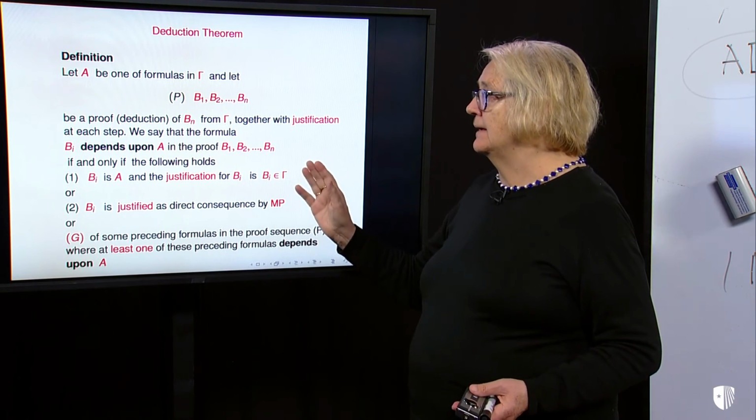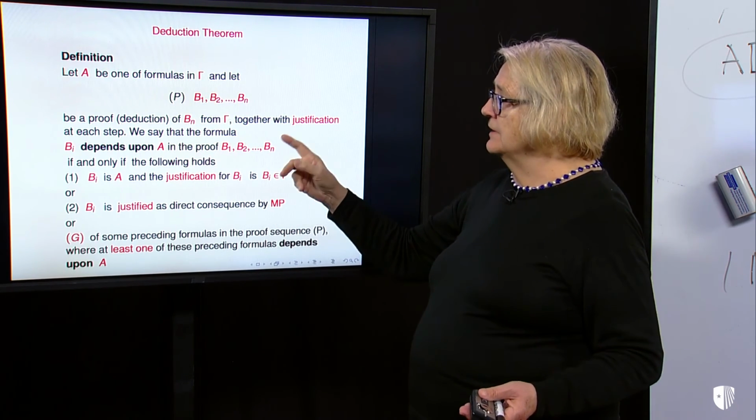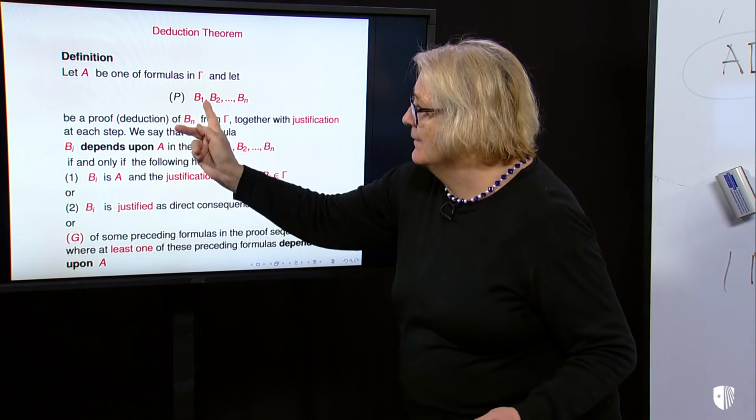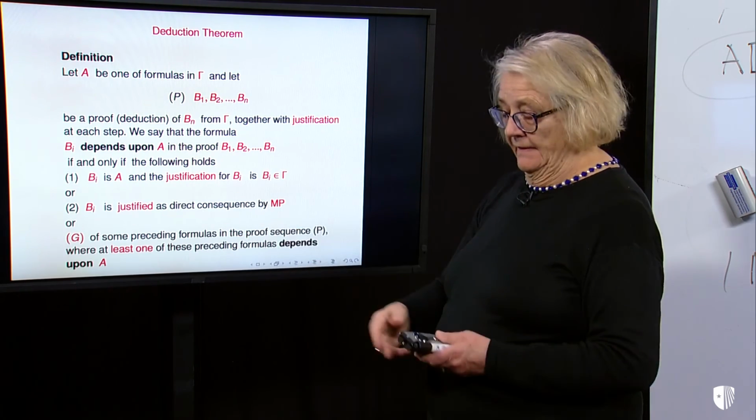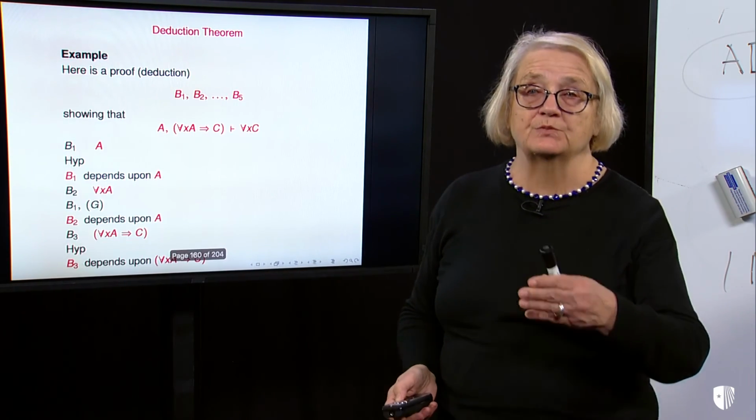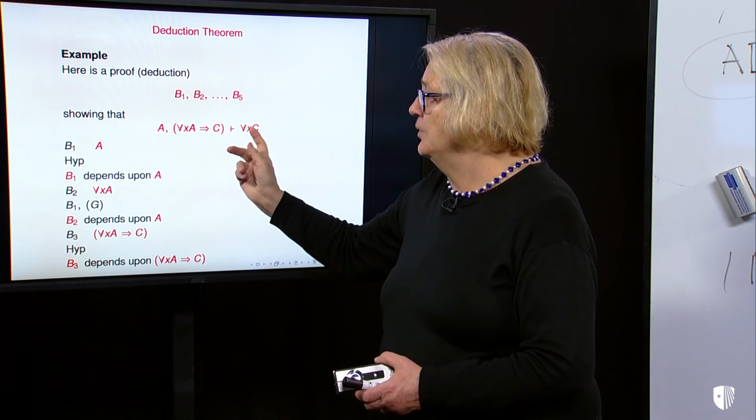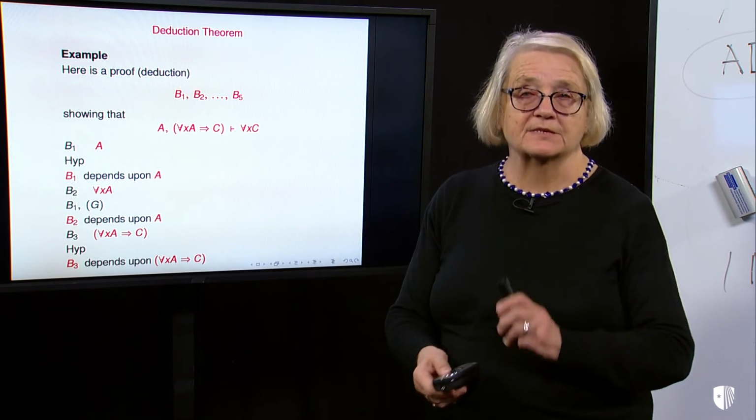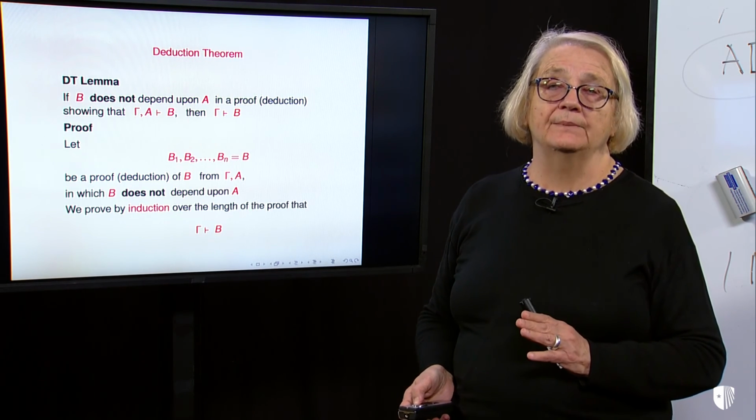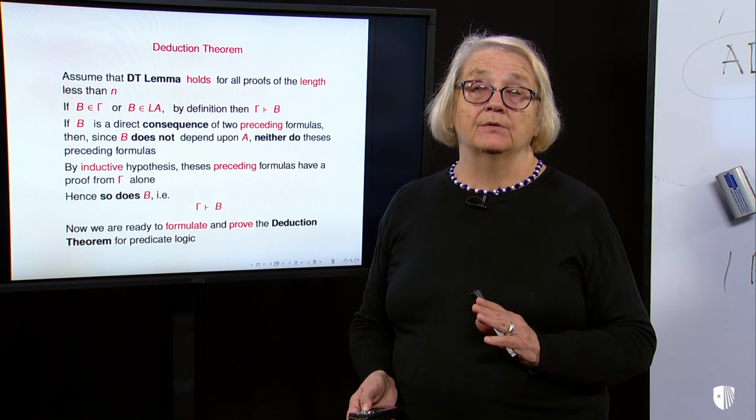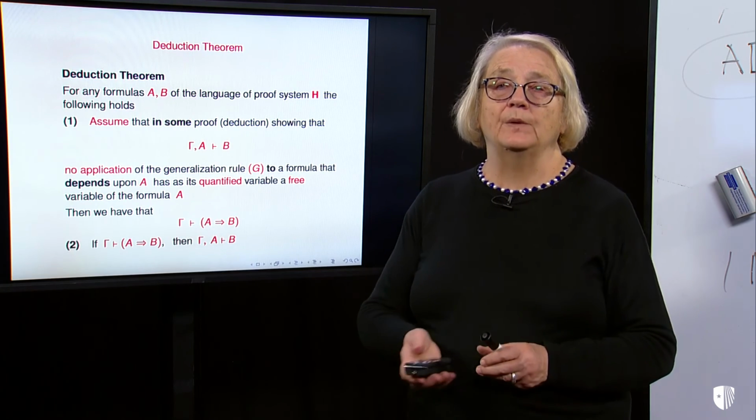We now construct the proof deduction of Bm from gamma, where Bi must depend upon the proof of the previous, and there are certain conditions which I don't want to go into. Those conditions tell us how we can deal with quantifiers. And when you have that, you can prove the deduction theorem for predicate logic in a really similar way as we did.